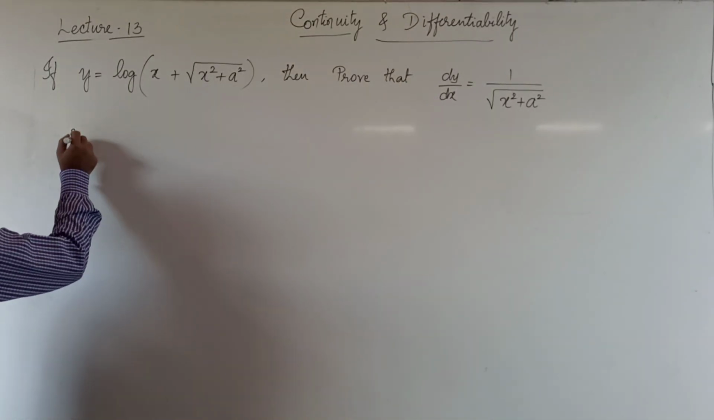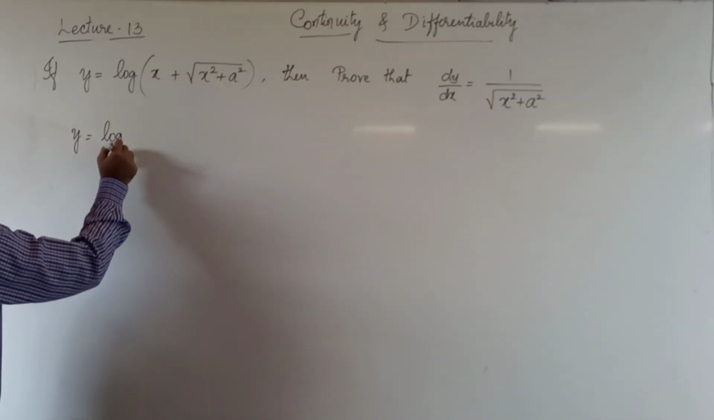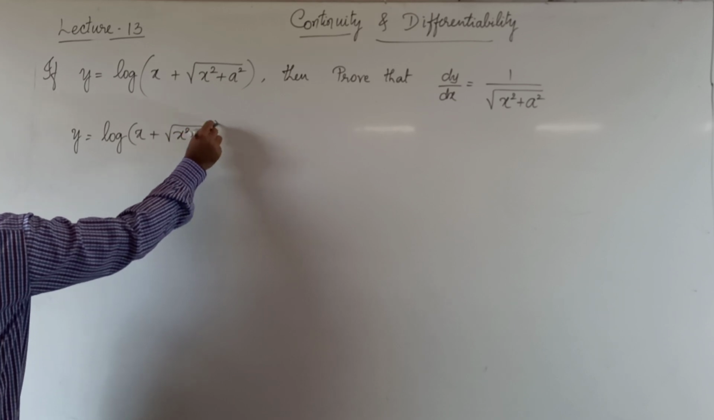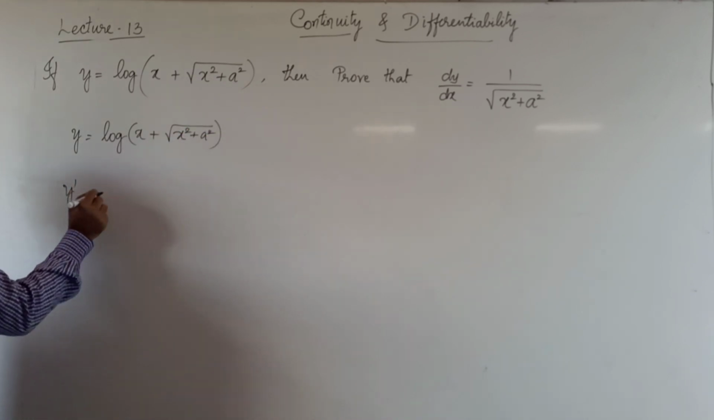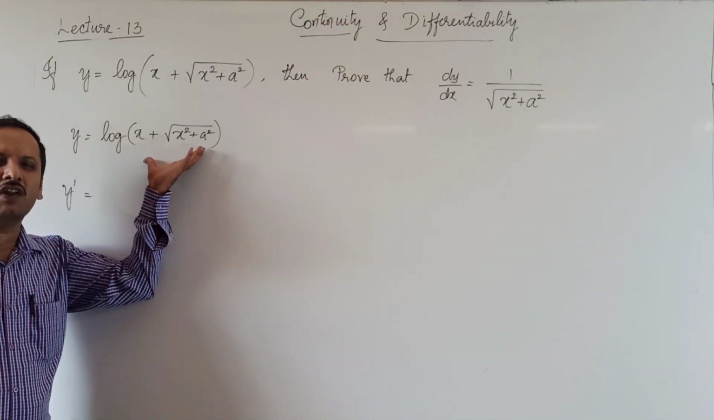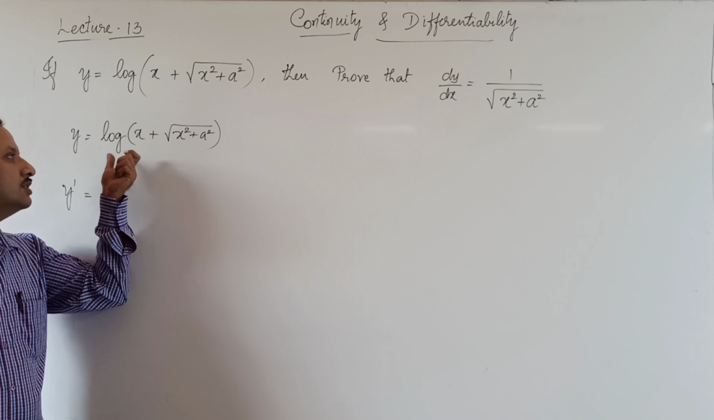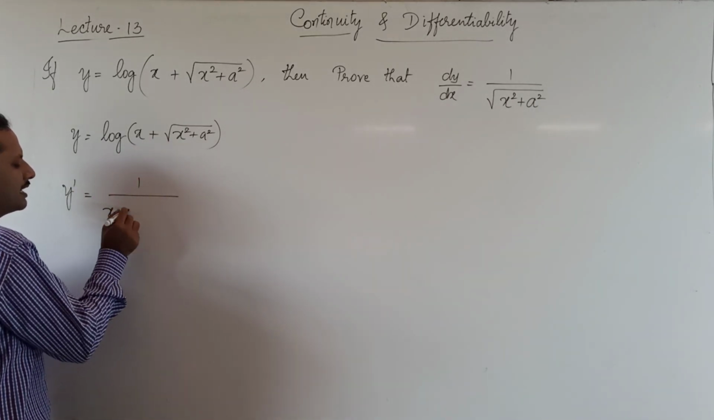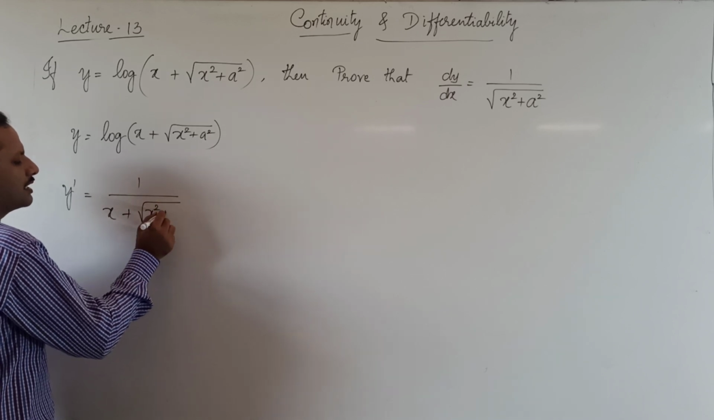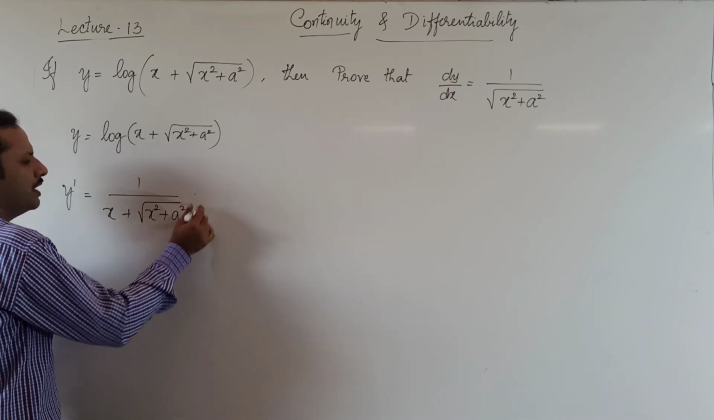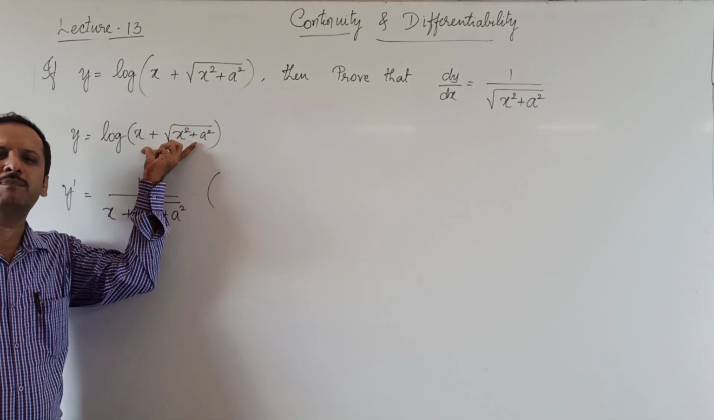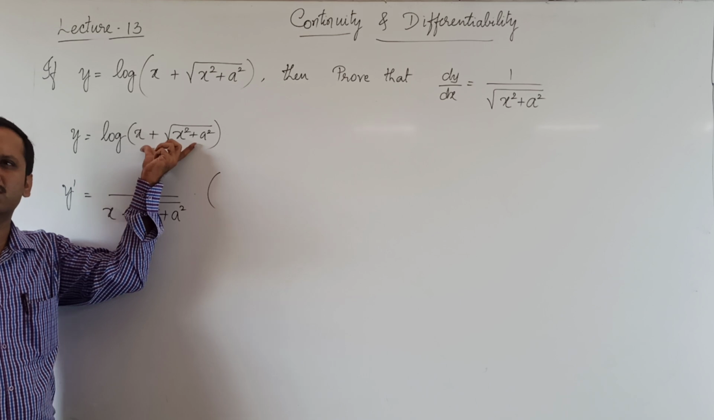Okay. So here we have the function y is equal to log of x plus root of x square plus a square. Let us differentiate this. y dash is equal to, it's of the form log x. The derivative of log x is 1 by x. So the derivative of this expression would be 1 by x plus root of x square plus a square into the derivative of x plus root of x square plus a square.